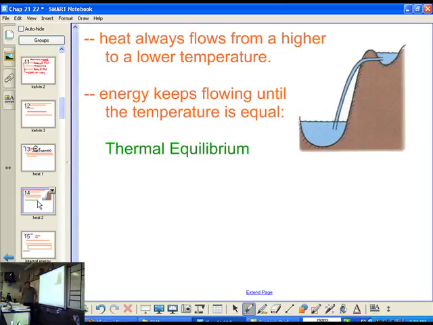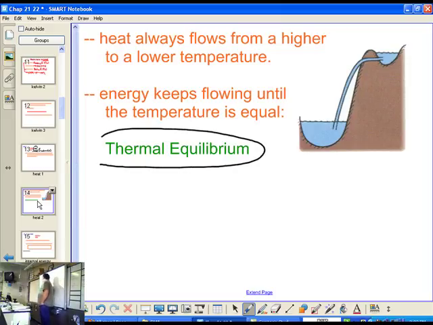So, now heat always flows from a higher to a lower temperature. It's kind of like water. Water always goes from a higher level to a lower level. Heat always flows from a higher to a lower temperature. And energy is going to keep flowing until temperature is equal. When temperature is equal, we say we have reached thermal equilibrium. Remember that word? We've seen that word before.